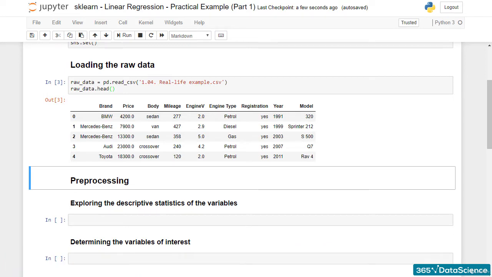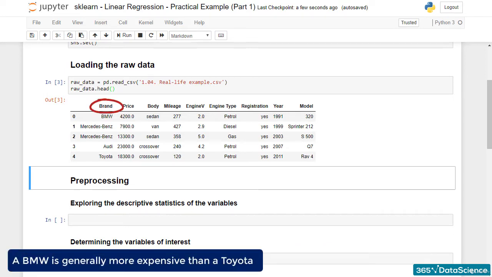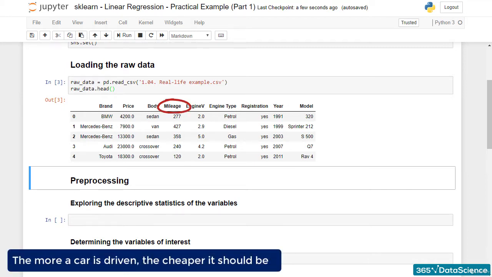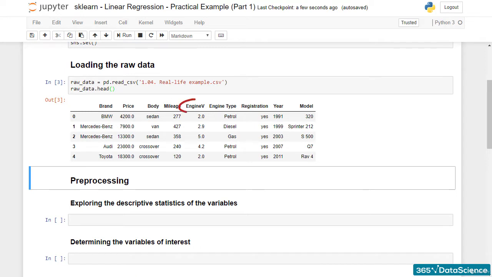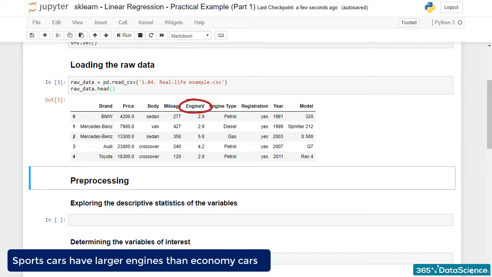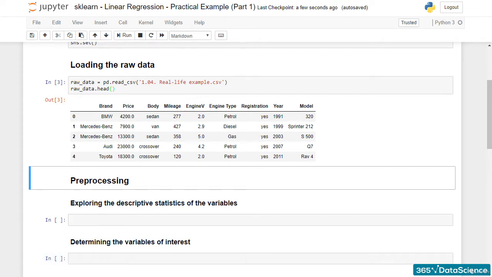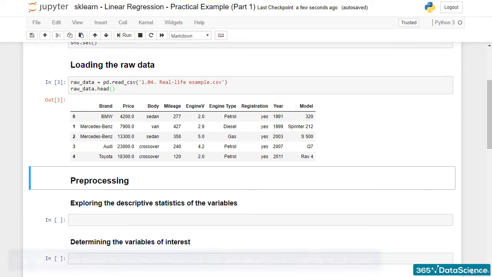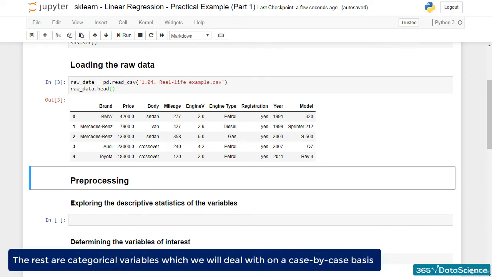The first potential regressor is brand, as it is well known that a BMW is generally more expensive than a Toyota. The second relevant variable is mileage, since the more a car is driven, the cheaper it should be. Third, the engine volume. Sports cars have larger engines and economy cars have smaller engines. And the final variable is year of production. The older the car, the cheaper it is, with the exception of vintage vehicles. The rest are categorical variables, which we'll deal with on a case-by-case basis.